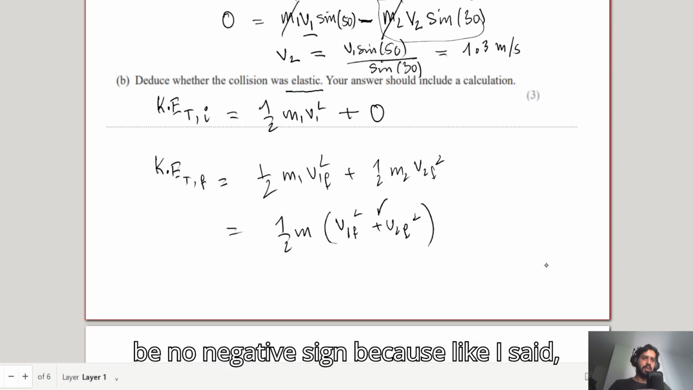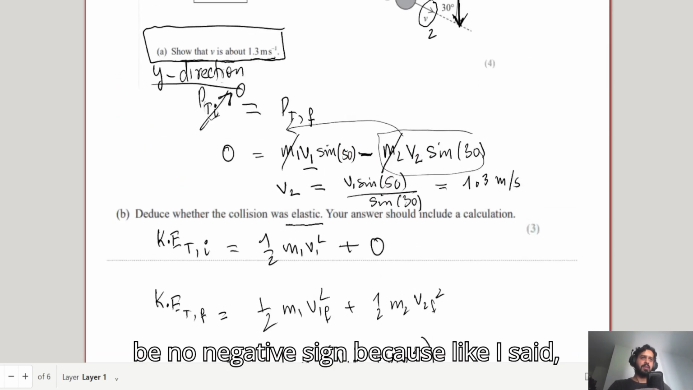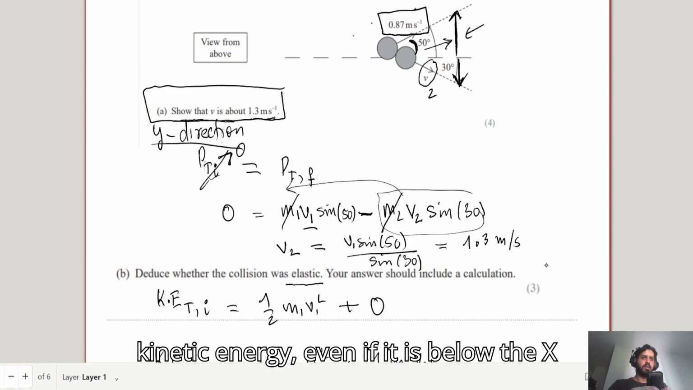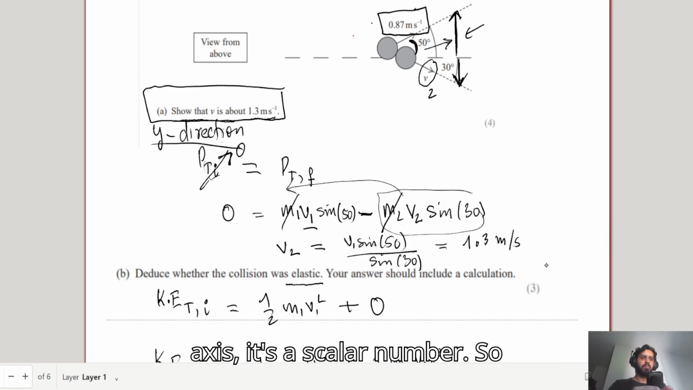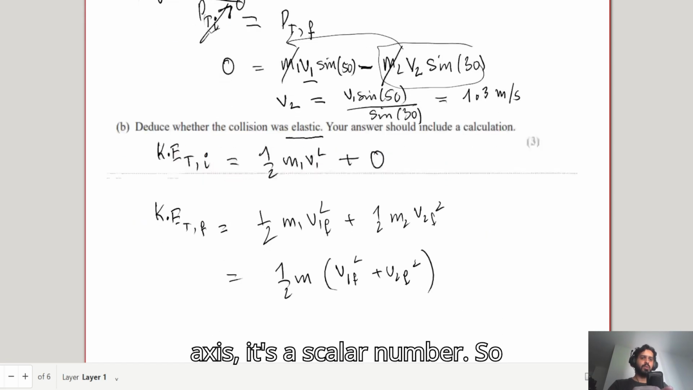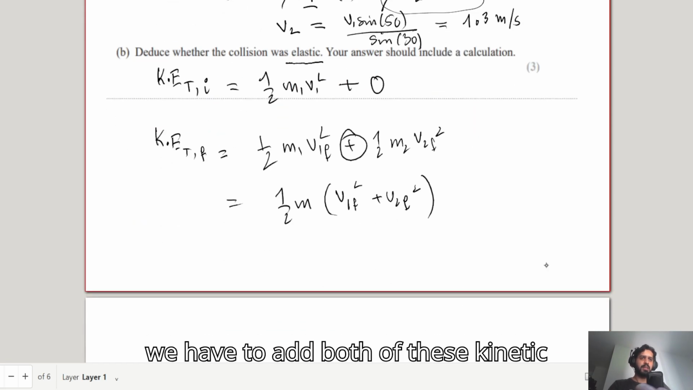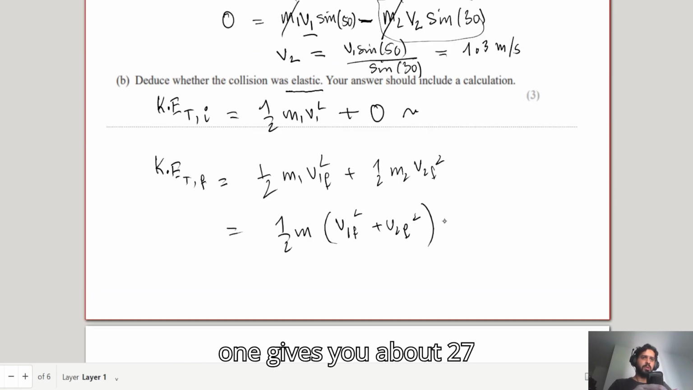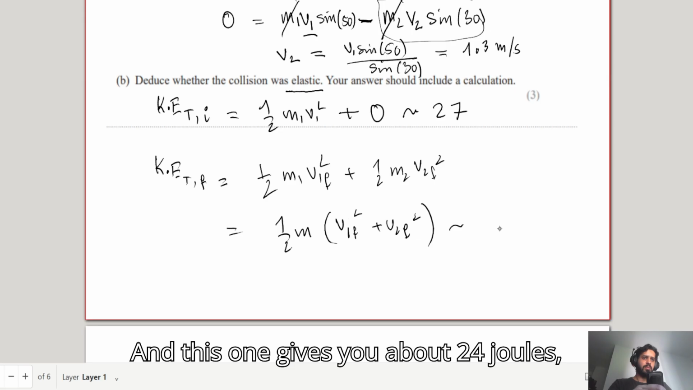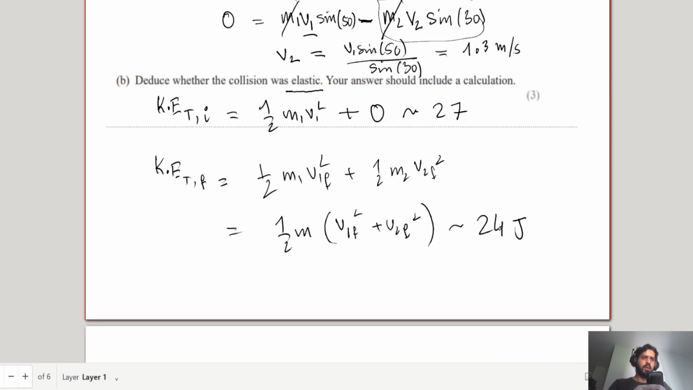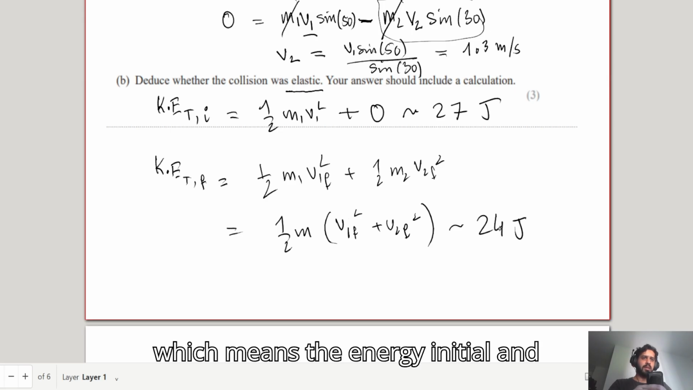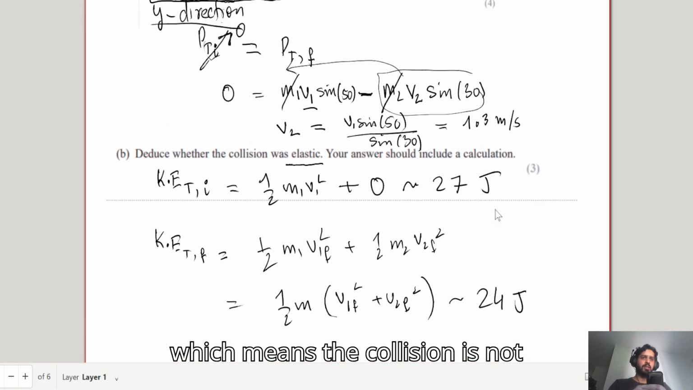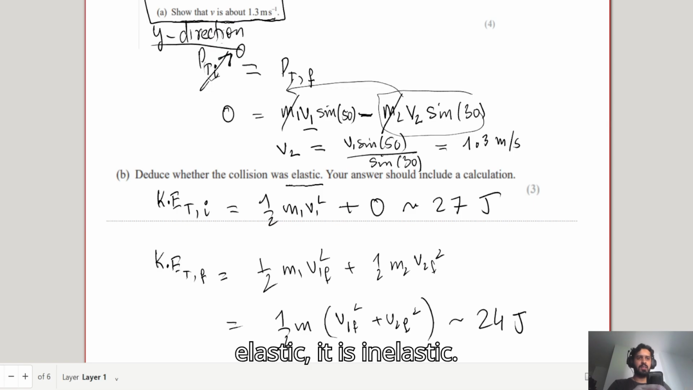Again, there will be no negative sign because, like I said, it's not a vector quantity, so it doesn't matter what is the direction of kinetic energy, even if it is below the x-axis. It's a scalar number, so we have to add both of these kinetic energies in the final case. And if you solve this, you will see that this one gives you about 27 and this one gives you about 24 joules, which means the kinetic energy initial and kinetic energy final is not the same, which means the collision is not elastic, it is inelastic.